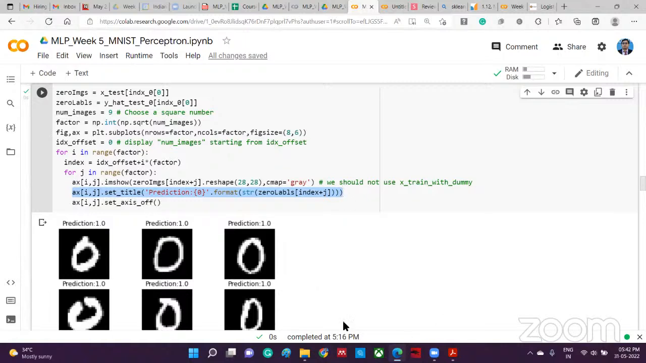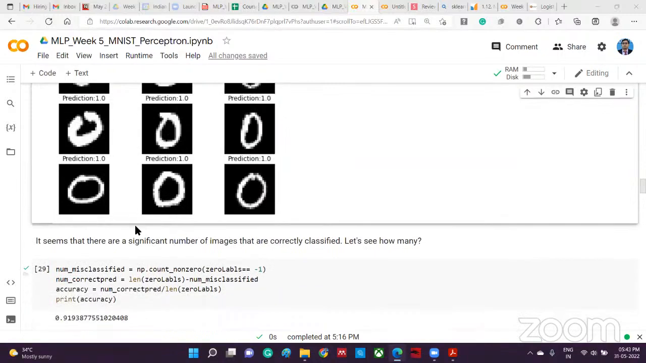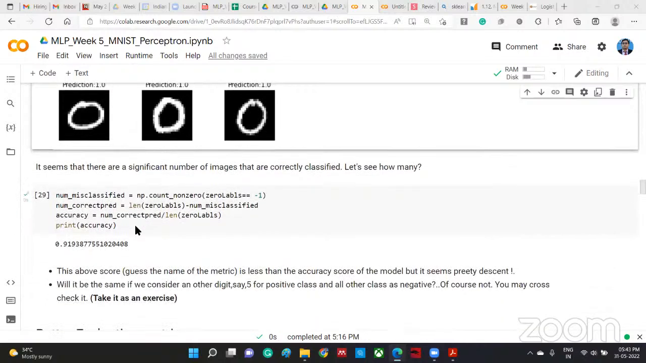So one thing we can show is from here we can see that there are a significant number of images that are correctly classified. We can see what the accuracy is here also. The accuracy coming out is 0.919, which is almost 0.92. Now this is less than the accuracy score of the model, but still it's pretty decent.